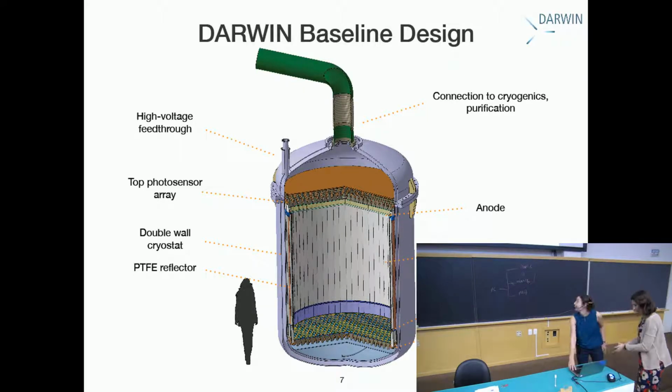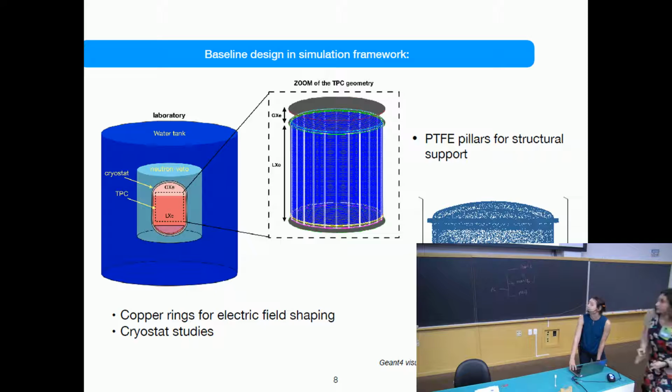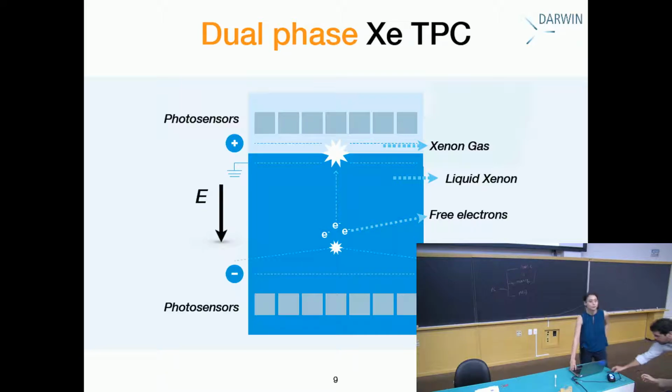Okay, it's okay. So right now we are incorporating this baseline design in simulations. This is my work. I'm working right now with simulations, because we need an estimation of how much background we are going to introduce in our detector. As I said, it will be a huge detector compared with the ones we have right now. So I will not take much time describing how a dual-phase TPC works because it was described before.